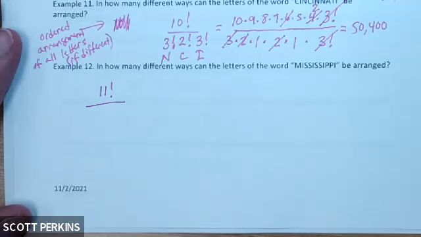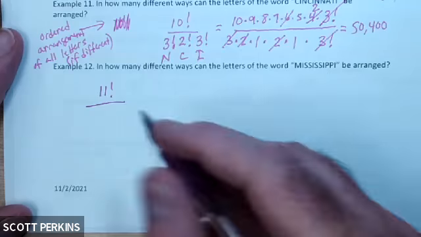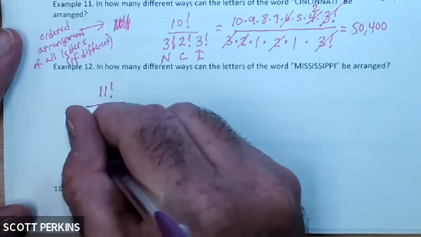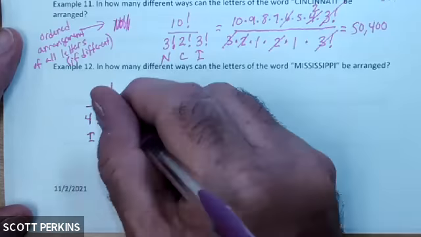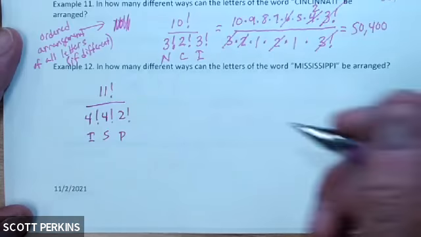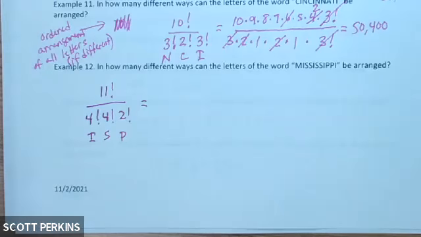Okay, I heard S's and I's. Yes, both. So there are 4 I's, and there are 4 S's, and there are 2 P's. Does anything else repeat? Okay. All right, then probably the hardest part, hopefully, is just being able to evaluate this.